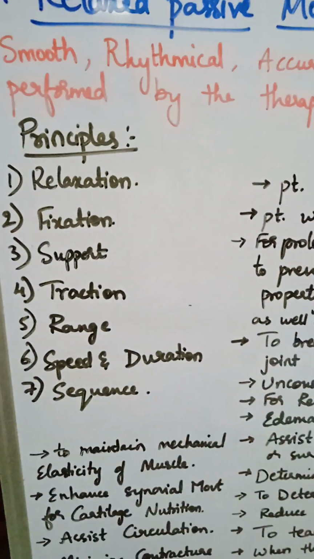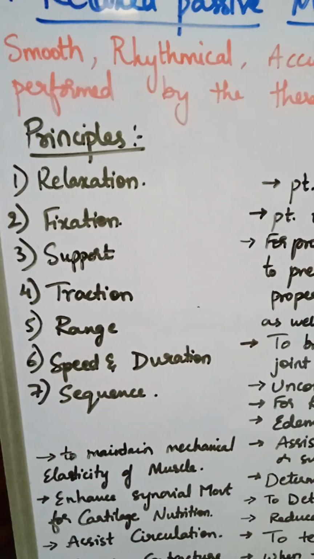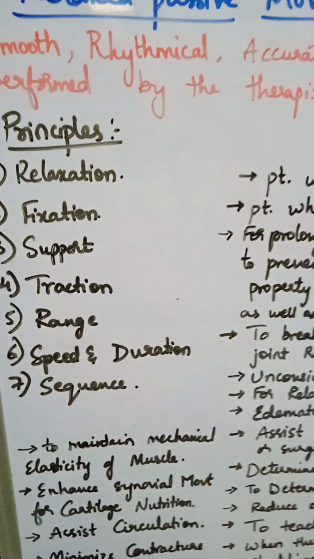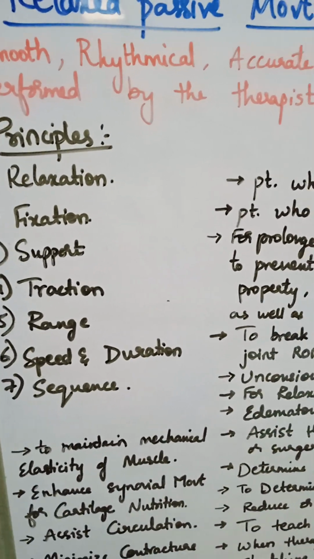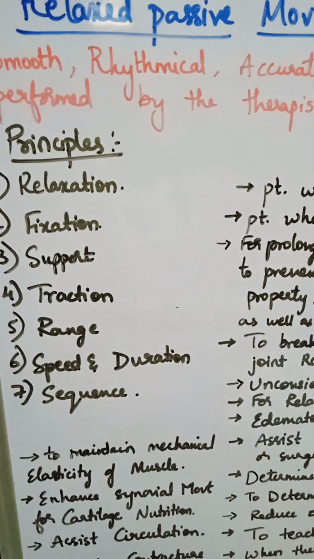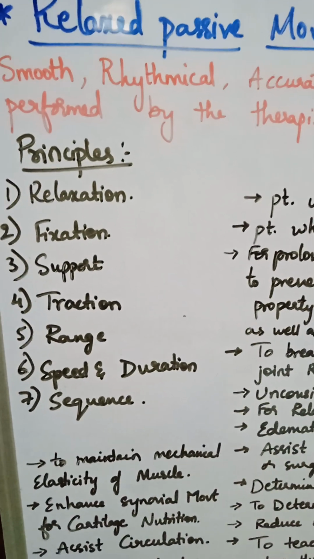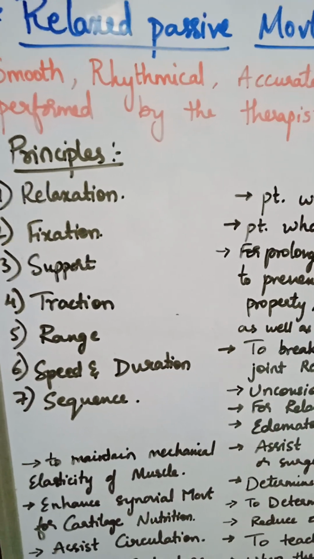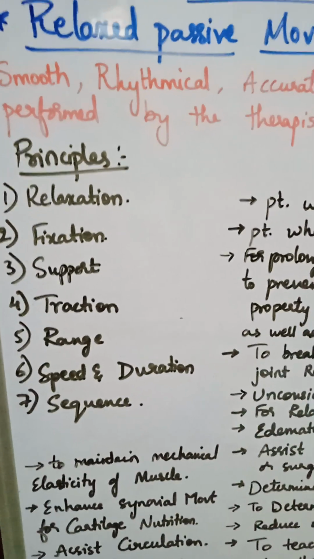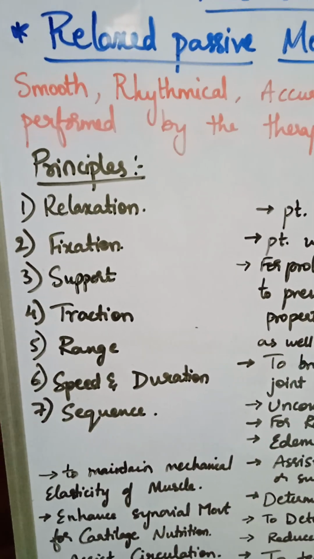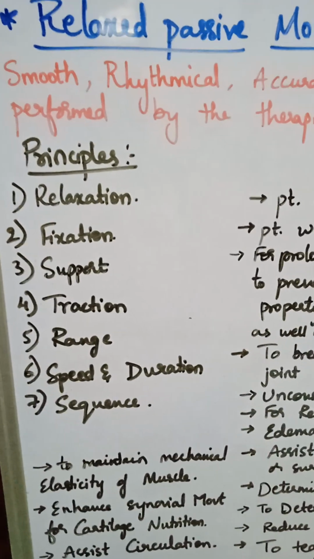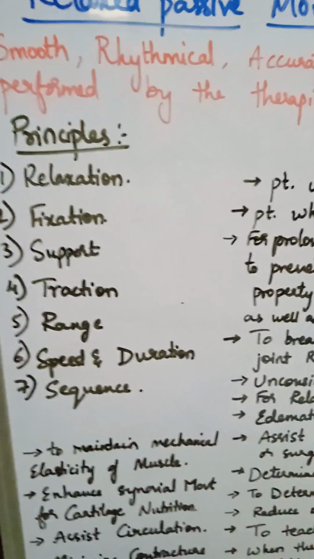Third one is support. Full support should be given to the patient's arm, or the patient's part that the therapist is going to move. Complete support is to be given to the patient's part which is going to move. If the patient is heavy, we have to use slings or pulleys to ensure the support.